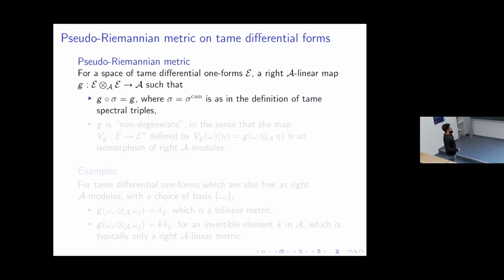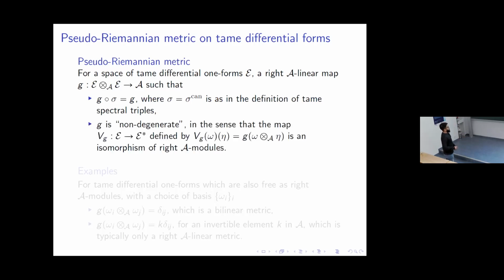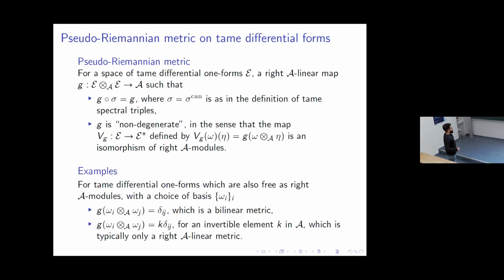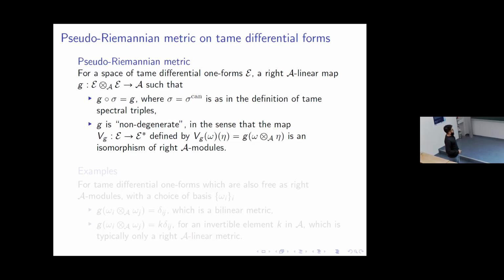The first one is that, to mimic the symmetry of a classical metric, we want some kind of symmetry, but instead of the classical flip, we have symmetry with respect to the sigma map. And the second one is to preserve the non-degeneracy of the classical case. What we'll do is define a map Vg from E to its dual. By dual, we mean right A-linear maps from E to A. Vg is defined as follows: Vg of omega acting on eta is given by G of omega tensor eta. We want this to be an isomorphism of right A modules.